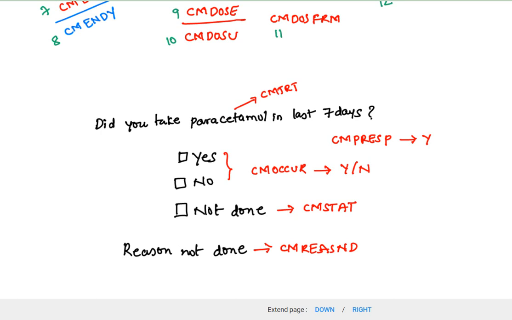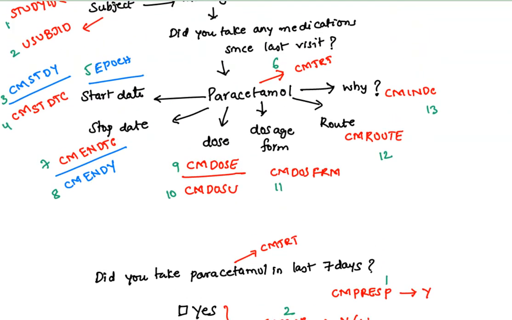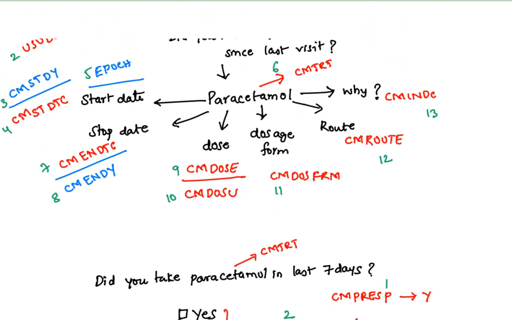So let us now try to identify how many new variables we have identified. CMTRT we have already seen in the previous case. So CMPRESP is 1, CMOCCUR is 2, CMSTAT is 3, and CMREASND is 4. So we have identified 13 variables in the first scenario and 4 additional variables with this second kind of scenario. So we have totally identified, or will be able to recollect, 17 variables if we try to remember this flow.